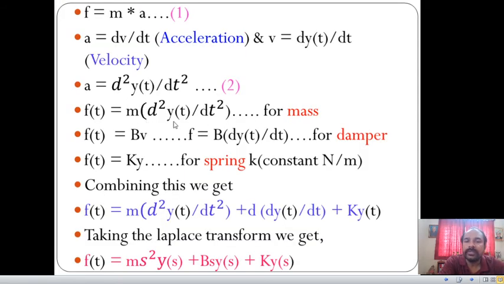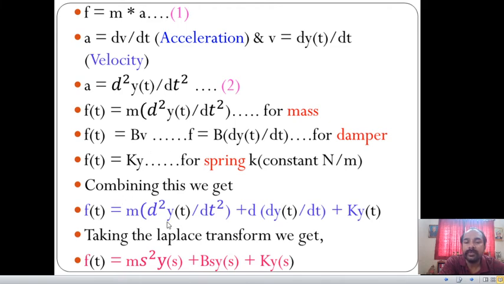The mass equation we have already studied in discrete format. Now we have to study the combined effect. So f of t is equal to mass times d square y of t upon dt square for the mass, right? For the damper, or you can say dashpot, f of t is b into v, where the velocity is given by dy of t upon dt. For the spring, f of t is equal to k y, where k is a constant in Newton per meter. Combining all these equations, we have to make the summation of all these three.